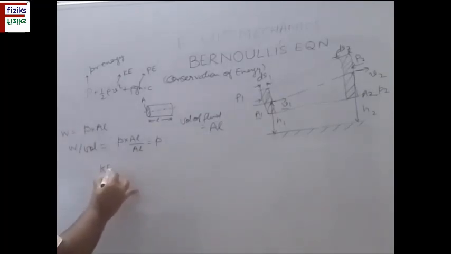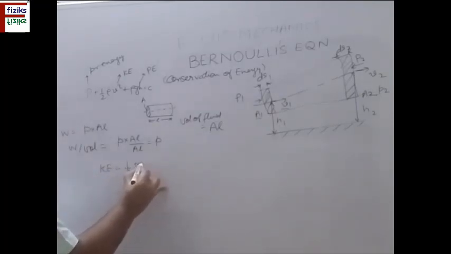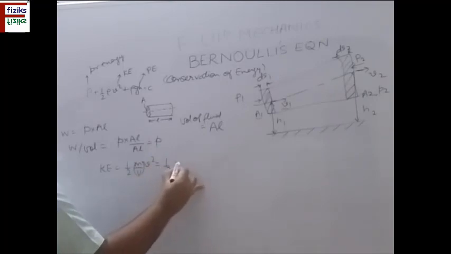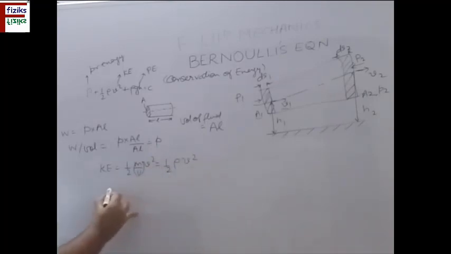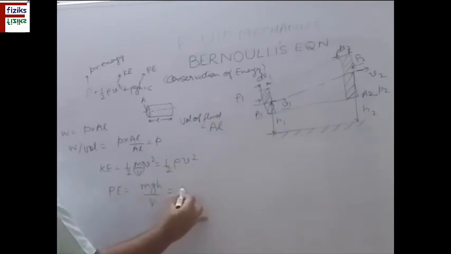Similarly, kinetic energy is half m v square, and per unit volume, m by V, it is half rho v square. Potential energy per unit volume is m g h divided by V, so this is rho g h. So this is how we arrive at this equation.